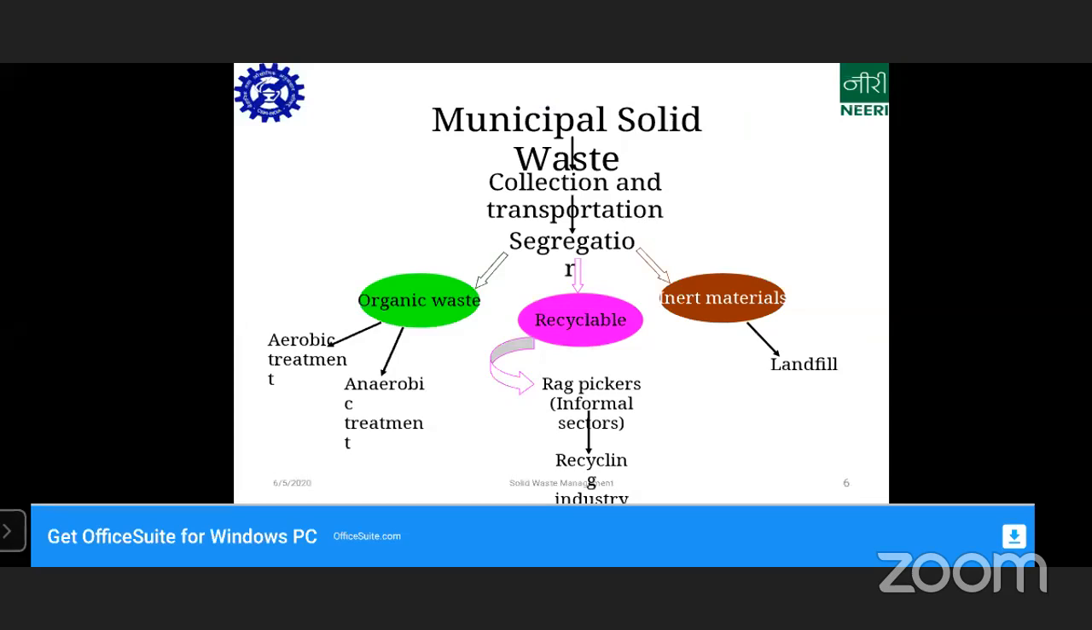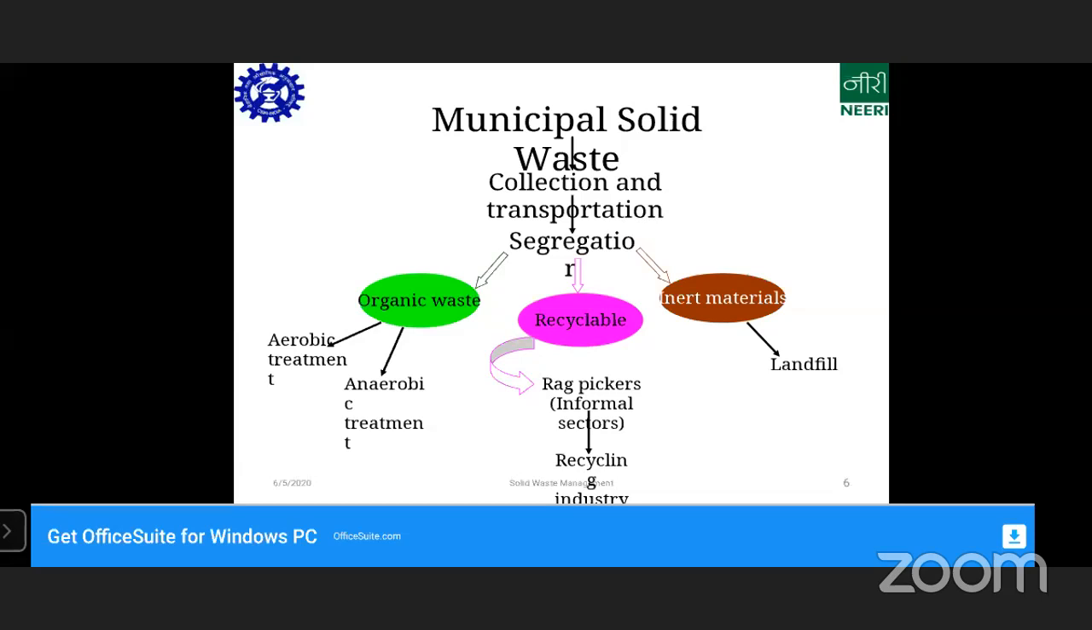Then what happens to the organic waste? Nowadays, you might be aware that there is a two-bin system. They take the organic waste separately and the inorganic waste separately. The organic waste mostly undergoes anaerobic or aerobic treatment, like composting or biomethanation, and we get good products out of it like methane and other things. Then there are other products like recyclables, such as plastics, glass and some metals.